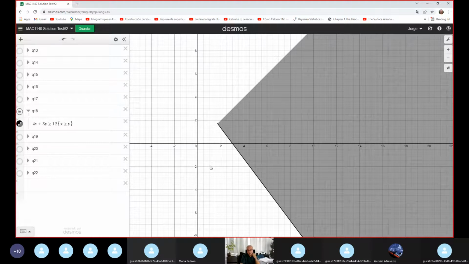Okay, this is a solution. Any point inside the gray colored region is a solution for this. In this case, in my opinion, it corresponds to option B, no? Option B, right?